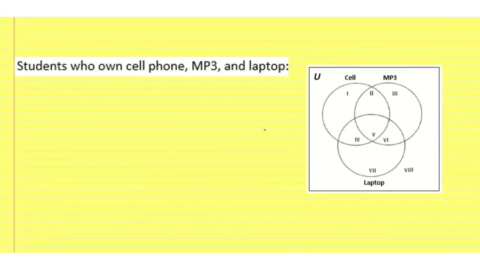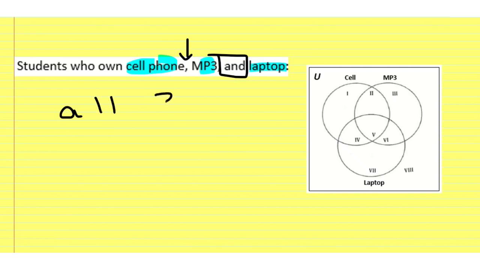Now we have one last question about the regions. We have students who own a cell phone, an MP3 player, and a laptop. So the word "and" technically is in between, it's implied, between cell phone and MP3. So cell phone and MP3 player and laptop. So it's going to be the overlap of all three. Anytime you have the overlap or the intersection of all three, it is going to be the middle of your Venn diagram.